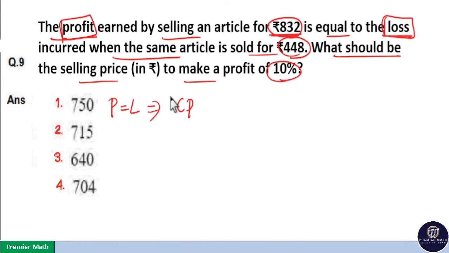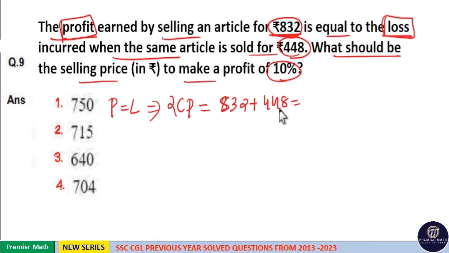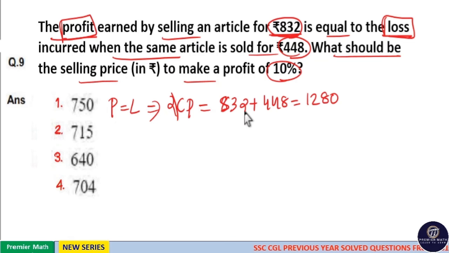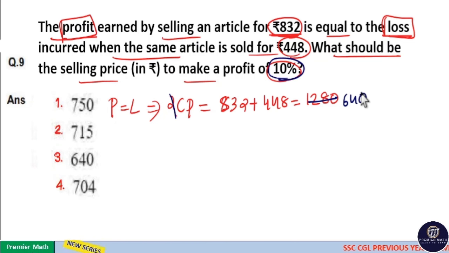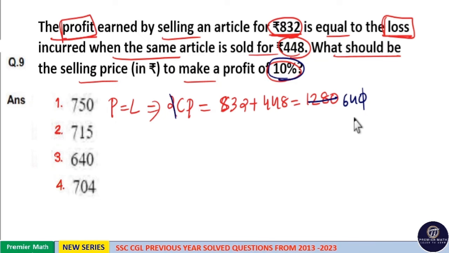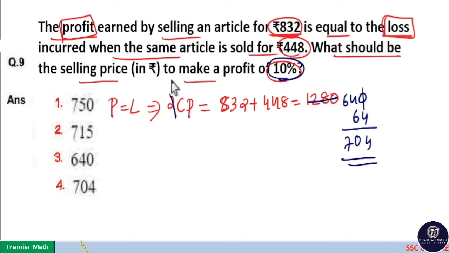Profit is equal to loss means the sum of cost price, that is 2 CP, is equal to the sum of selling prices, that is 832 plus 448, which is 1280. Then 1 CP, that is the cost price, is equal to 640 rupees. So CP is 640, and we need to make a profit of 10%. 10% of 640 is 64. So 640 plus 64 is equal to 704.